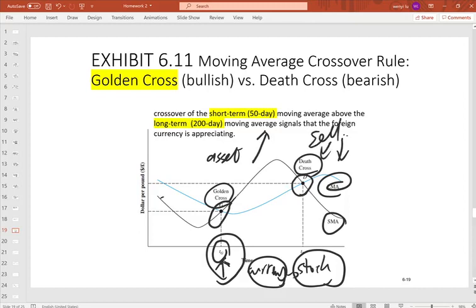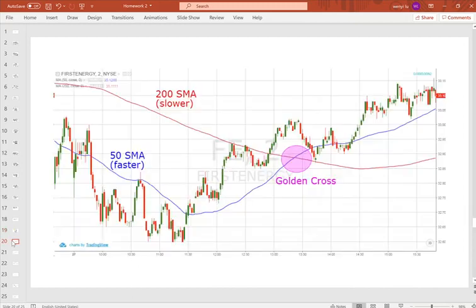I'll show the detail for these two crosses. You can say this graph is for the first energy stock. This blue curve is the short-term moving average, and this red curve is the 200-day long-term moving average.